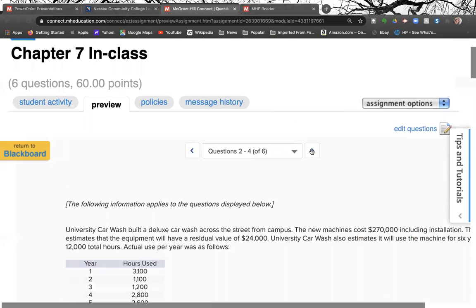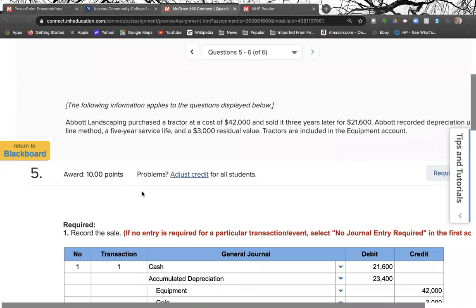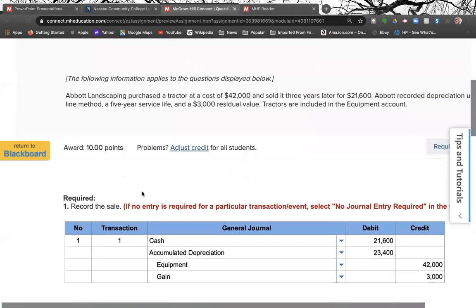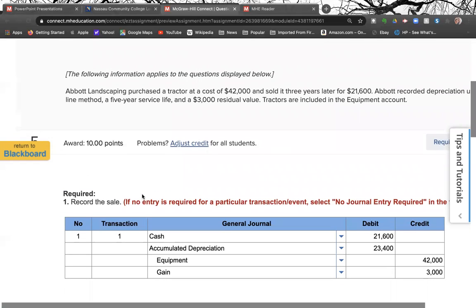I threw another problem in here on disposal of asset. You won't have it for homework, but I'll go over it with you next week because I'm not sure, there might be an exam question on that. So I want to cover it with you just in case.